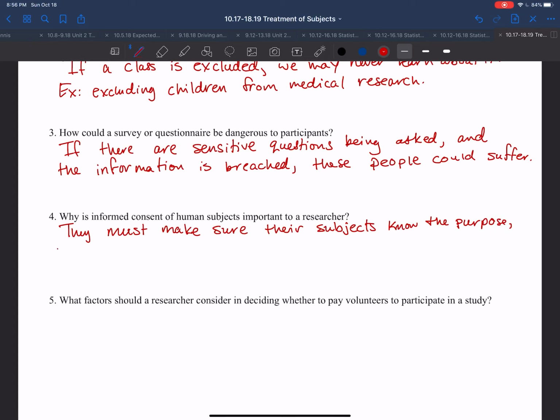procedure, length of time for the study, whether or not placebos will be used as well.